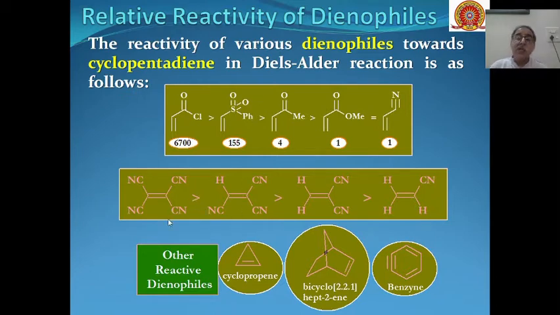Then among the substitutions at the dienophile, the tetra substituted dienophiles are more reactive than tri, than di, than mono substituted dienophiles. Then other reactive dienophiles are cyclopropene, bicycloheptene, this one, and benzene. They are also very reactive towards Diels-Alder reaction.